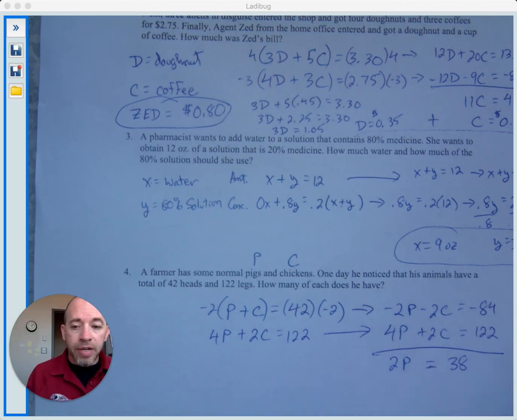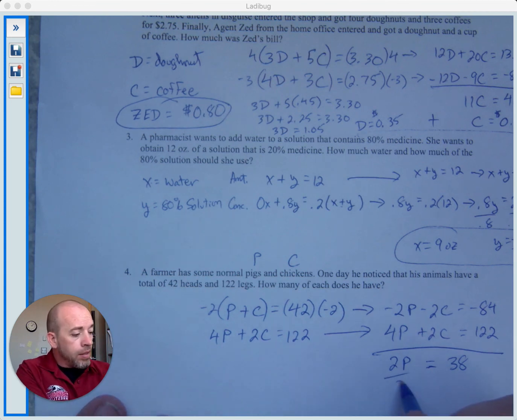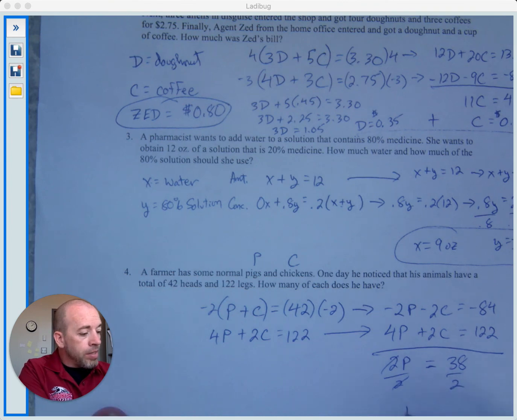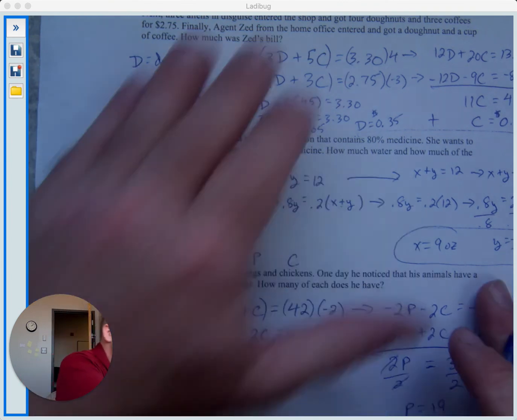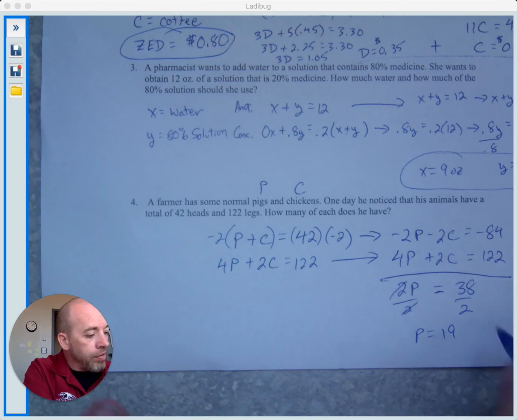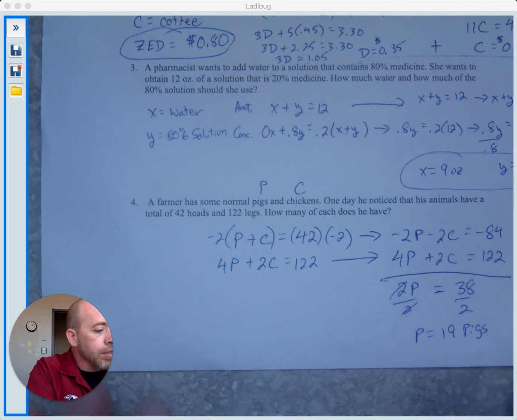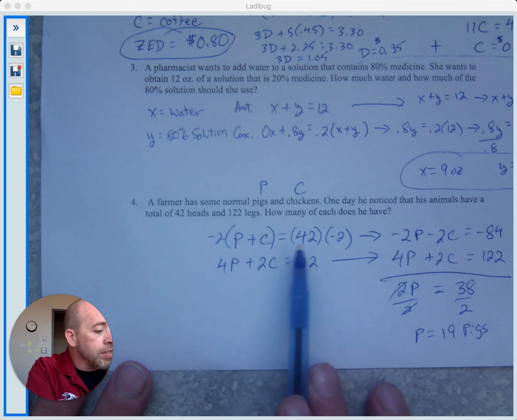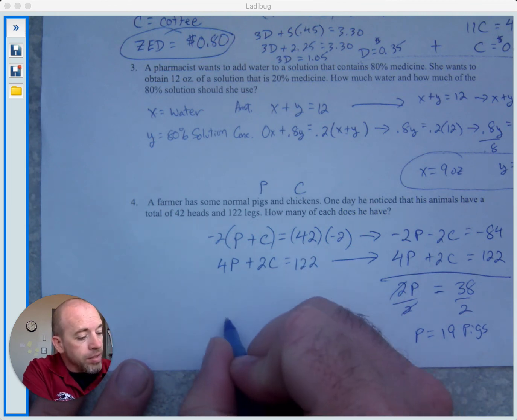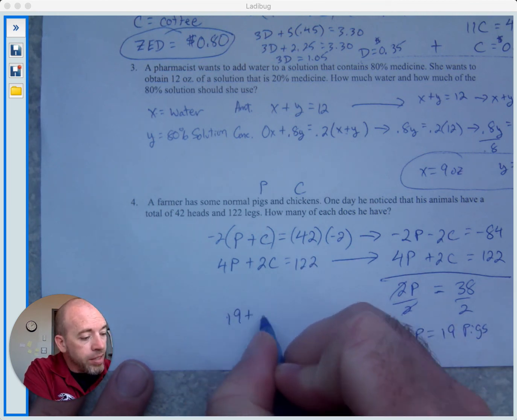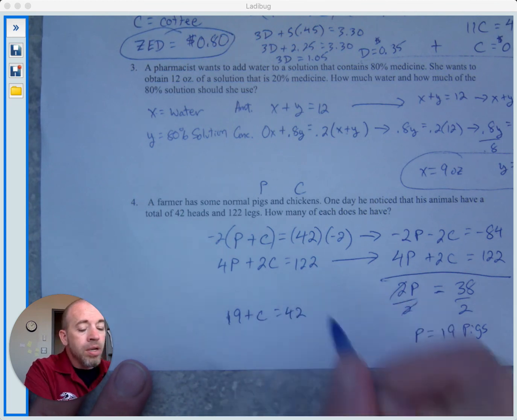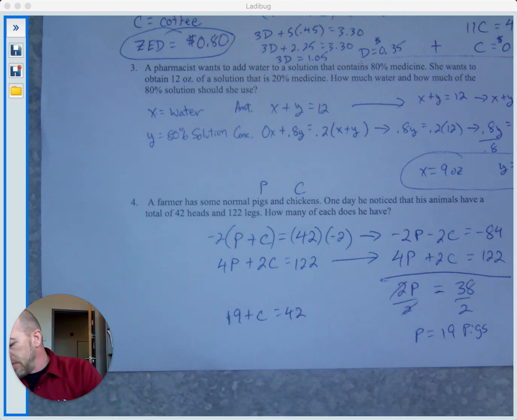All right. Then we divide by 2, and it should tell us the number of pigs. Right? So 38 divided by 2 is 19. 19 pigs, right? So now we need to figure out the number of chickens. Well, we could go back to this original equation. Pigs plus chickens is 42, right? So 19 plus chickens is 42. We just subtract the 19, and 42 minus 19 is 23.